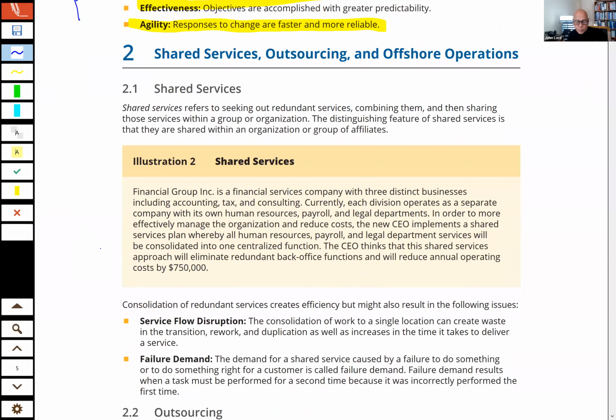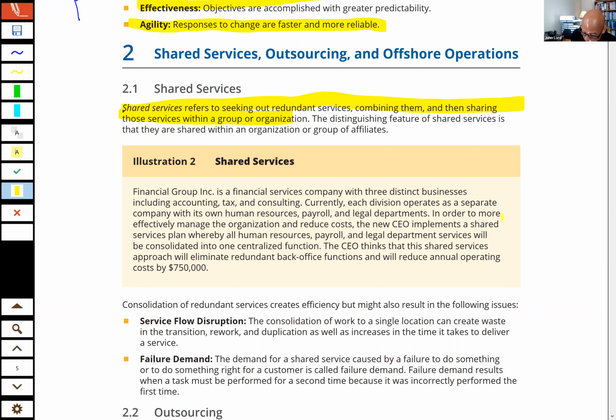Let's start to take a look at this notion of shared services, and then we're going to talk about outsourcing some things that we'll be doing, and then we'll talk about offshoring, which is essentially moving our operations outside of the US. So you come over and you take a look at our shared services. And shared services refers to seeking out redundant services and combining them, and then sharing those services with a group or an organization.